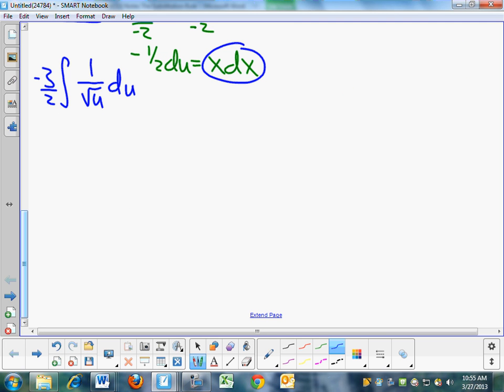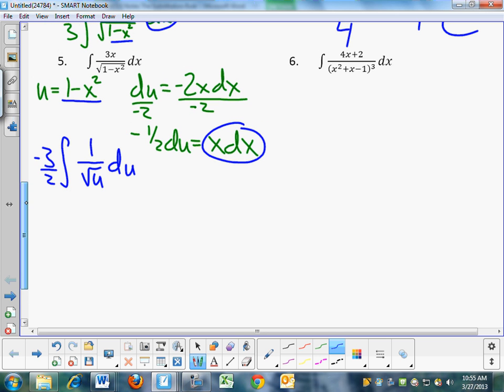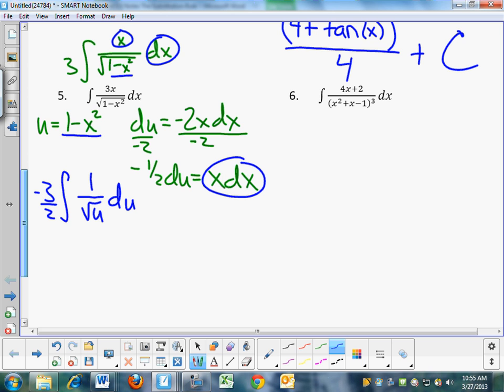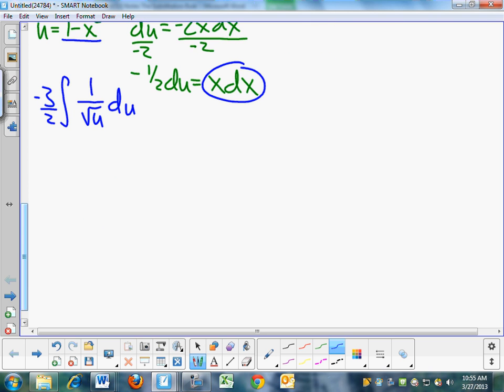Are you okay with that step? Do you see how I got the negative 3/2? 3's out front, the negative 1/2 is right there. The x is taken care of, and the dx is taken care of by negative 1/2 du. Right? So then that just is 1 up there over the square root of u. A lot of people struggle with the square root of u, so I'm going to rewrite this as negative 3 over 2 times the integral of u to the negative 1/2 du.